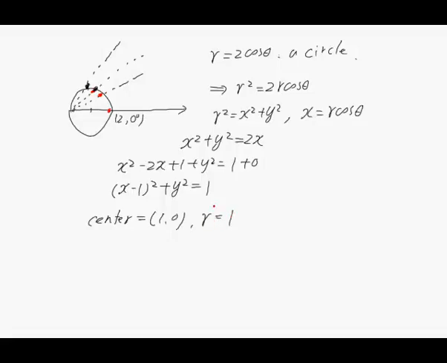So in this way, we convert this polar equation into a rectangular equation, and then prove the graph of this polar equation is really a circle. Any question?